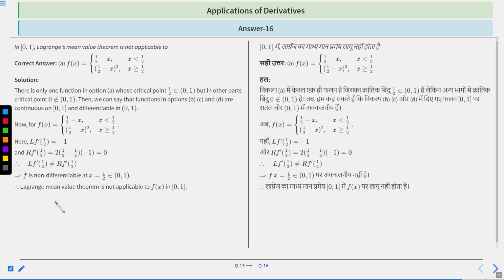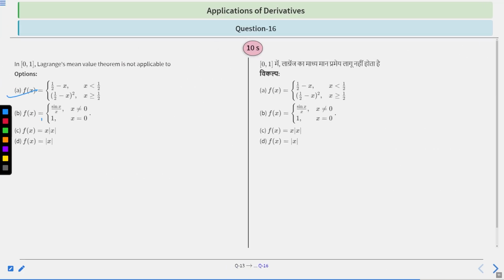Therefore Lagrange's mean value theorem is not applicable to f(x) in [0, 1]. Clear? So I think option A is the right choice, because the left hand limit of f'(x) is not equal to the right hand limit of f'(x). Lagrange's mean value theorem is not applicable. Got it?